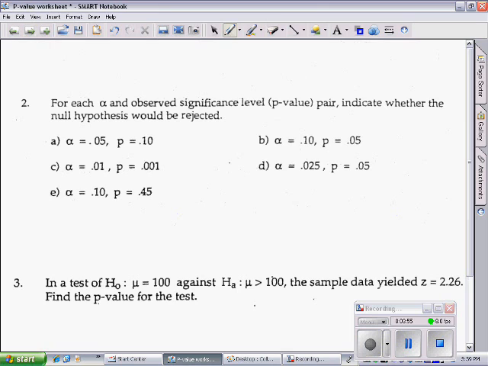Alright, how about this? Same idea. These are easy. It's just also easy to screw up. So I'm going to reject H0 if my p-value is less than or equal to my alpha level. Just be careful not to get those backwards.